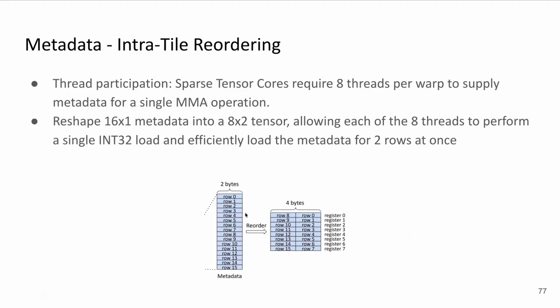Because each load can load 32 bits of data, it's better for us to reorder it into this tensor on the right side here, so that there's 32 bits across a row, and it's contiguous in memory. So imagine we have 8 threads now that are trying to fetch the metadata. Each of them can just issue one load instruction and fetch the entire row of 4 bytes, and not have to issue 2 instructions.